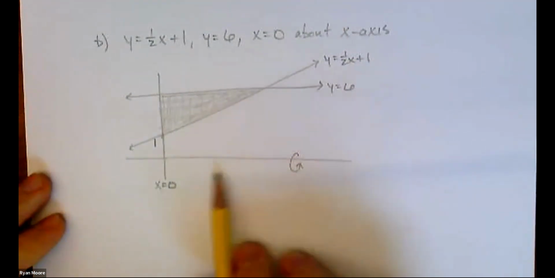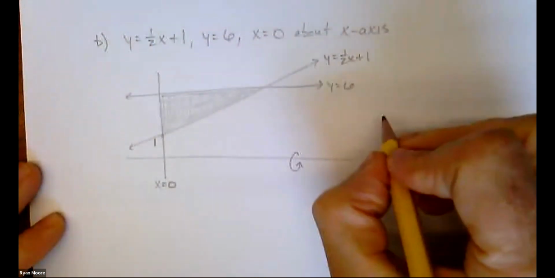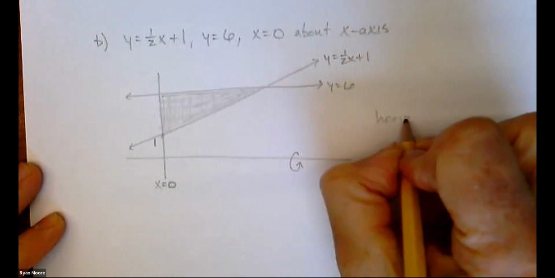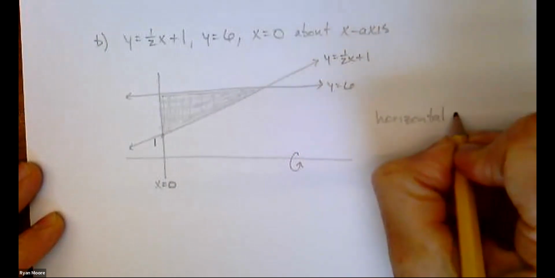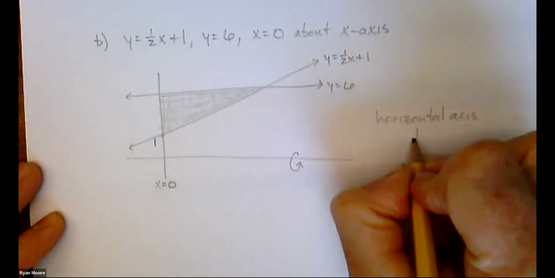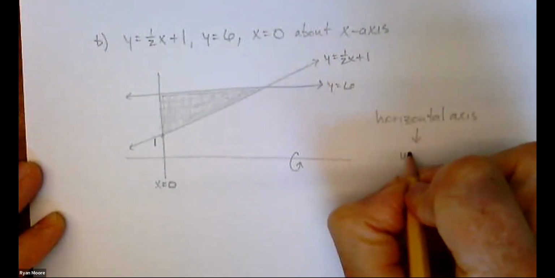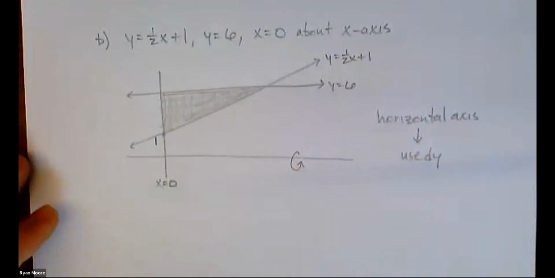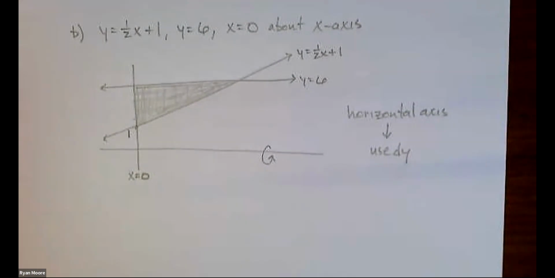First, let's notice, hey, we've got a horizontal axis. What does that mean? Shells is always the opposite. We're going to use dy. We're going to integrate with respect to y for a horizontal axis.